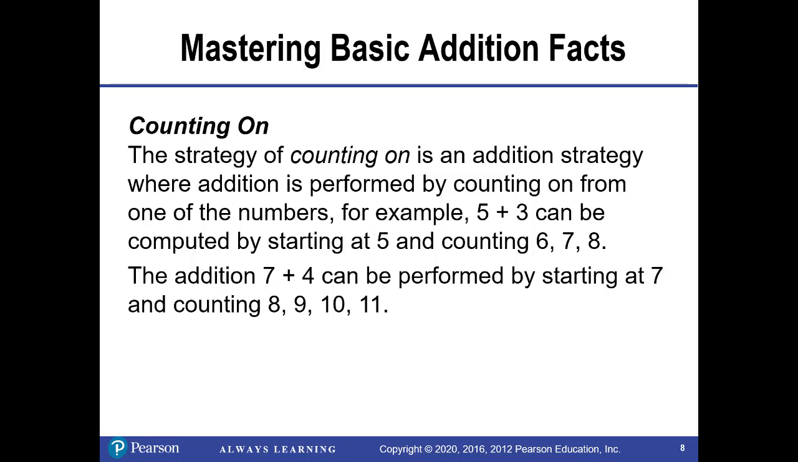One common strategy for adding is counting on. So this is a strategy that children are often taught. In this way, addition is performed by counting on from one of the numbers. So 5 plus 3 means you start at 5 and then you count 3 more from that. So we have 5 and then 6, 7, 8. 7 plus 4, we start at 7 and we count 4 more, 8, 9, 10, and 11. It's a very common strategy that's taught.